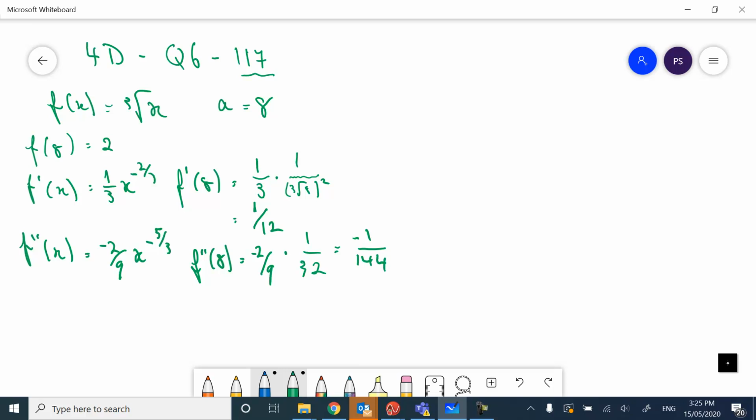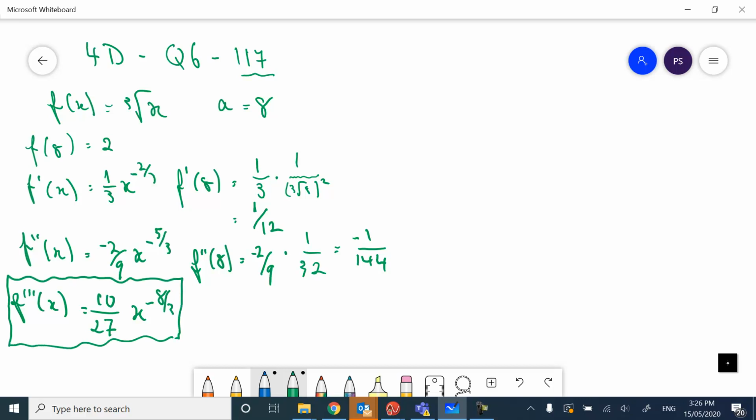Let's do the third derivative because we need it for the error term a little bit later on. The third derivative is going to be 10 on 27, x to the power of minus 8 on 3. So we'll just keep that in the back of our minds because we'll use that for the error term.